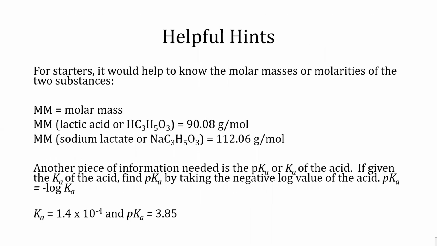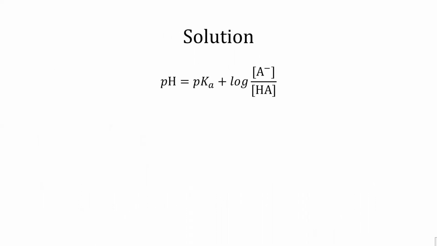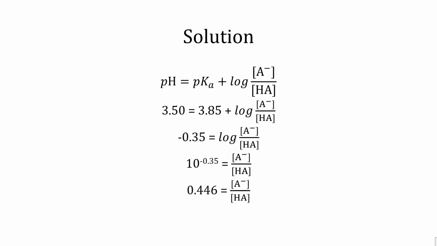For starters, it would help to know the molar masses of the two salts. Molar mass of lactic acid equals 90.08 grams per mole. Molar mass of sodium lactate equals 112.06 grams per mole. K equals 1.4 times 10 to the minus 4, and pK equals 3.85 for lactic acid. The solution is that the ratio between base over acid is 0.446.